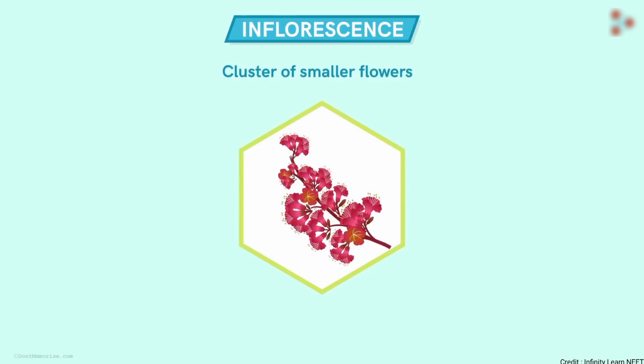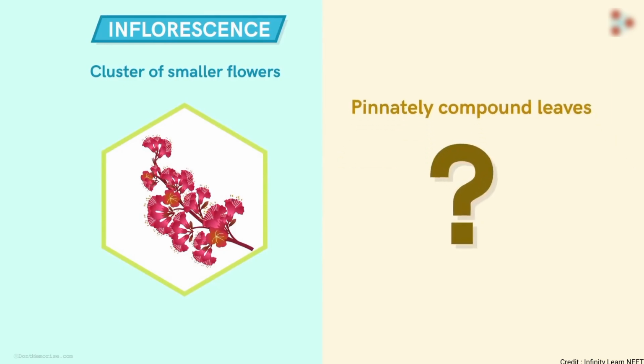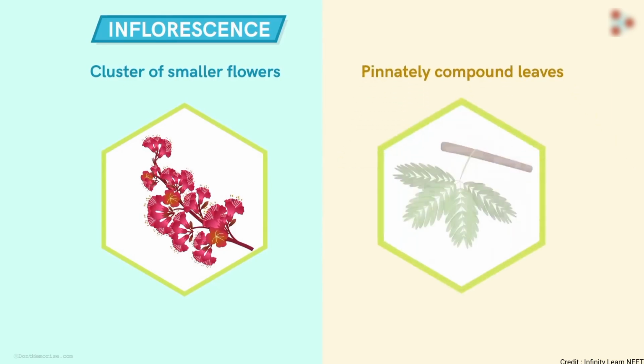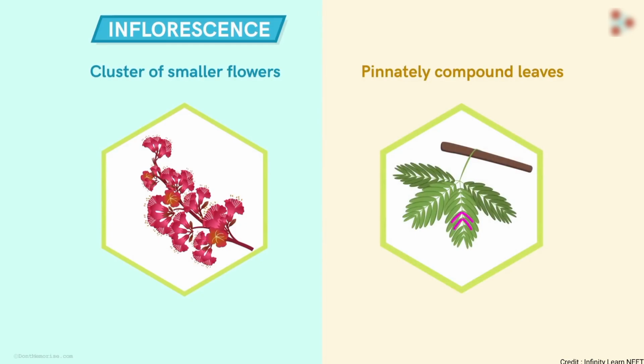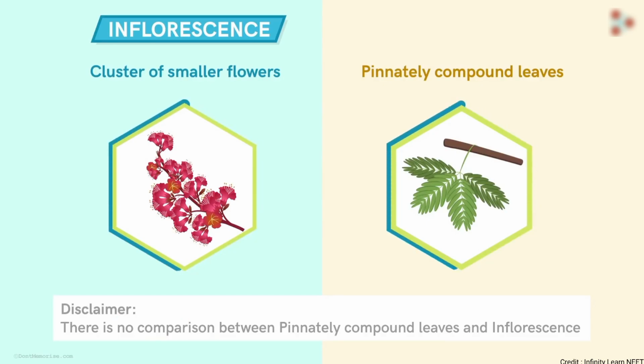Although this is not the perfect analogy, just to understand, we can relate this to the pinnately compound leaves. Remember their structure? Yes, this is how they appear. As the small leaflets arrange themselves and give us this complete structure, similarly here, these small flowers make up the complete inflorescence. Please note that the pinnately compound leaves and inflorescence are just considered to understand the concept better. We are neither comparing nor relating the two.